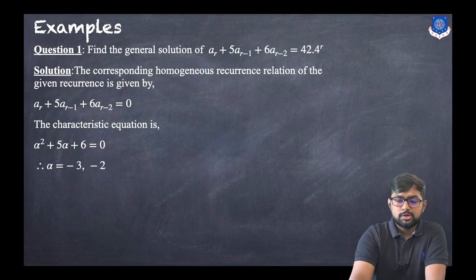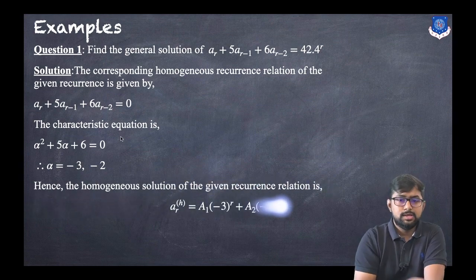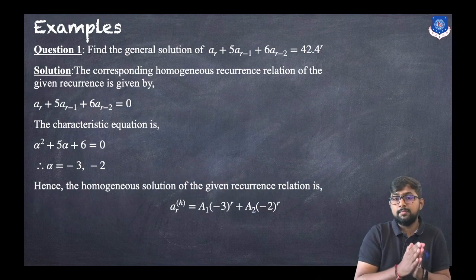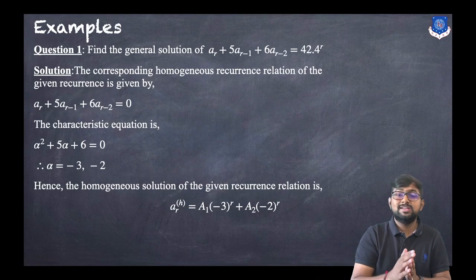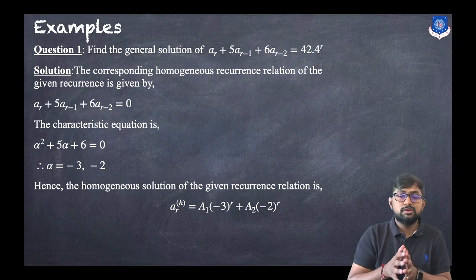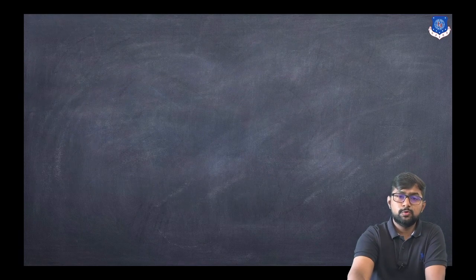So what will be the solution? The homogeneous solution will be like this: a_r^(h) equals A1 times (minus 3) raised to r plus A2 times (minus 2) raised to r. As they are distinct roots, the solution will be like this. So this is the homogeneous solution.